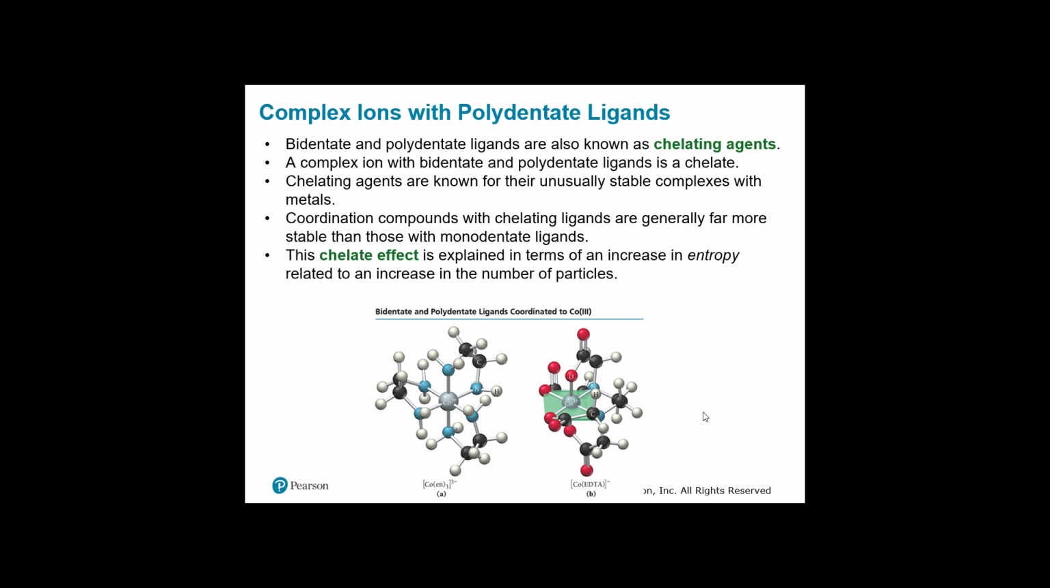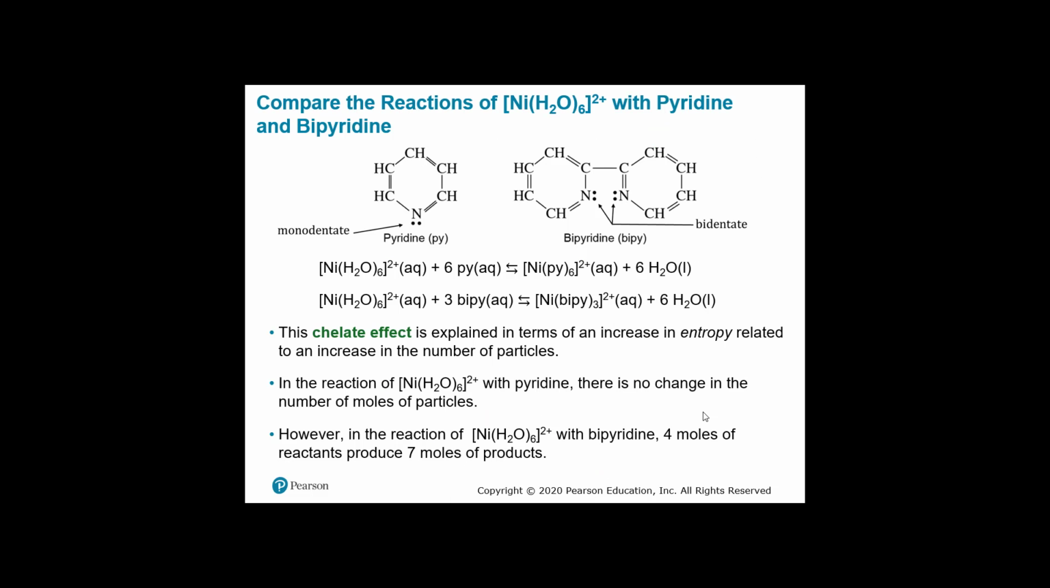They are known to be extremely stable with the metals. The coordination compounds are generally far more stable than with monodentate, and the chelate effect is explained in terms of entropy. So this is what makes it more stable. Remember, when we're looking at whether a reaction is going to go in the forward or reverse direction, an increase in entropy matters. Now we're looking at stability, and an increase in the number of particles increases entropy, and that tends to be the chelate effect. So here is a lot of information, but I just want to point out why entropy plays into this.